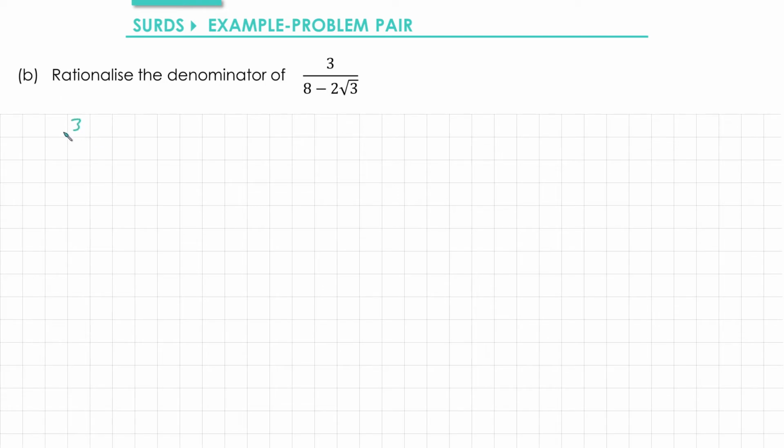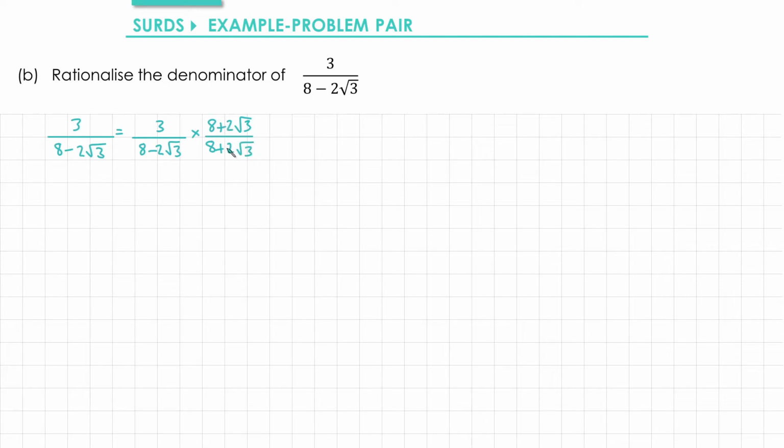Okay, let's have a look then at how we can use the conjugate to rationalise the denominator. We've got 3 over 8 minus 2 root 3. So what we're going to do is, like in the last examples, we're still going to multiply by 1. But this time our 1 is going to be the conjugate of whatever we've got on the denominator here. So the conjugate of 8 minus 2 root 3 is 8 plus 2 root 3. So we multiply top and bottom by 8 plus 2 root 3.